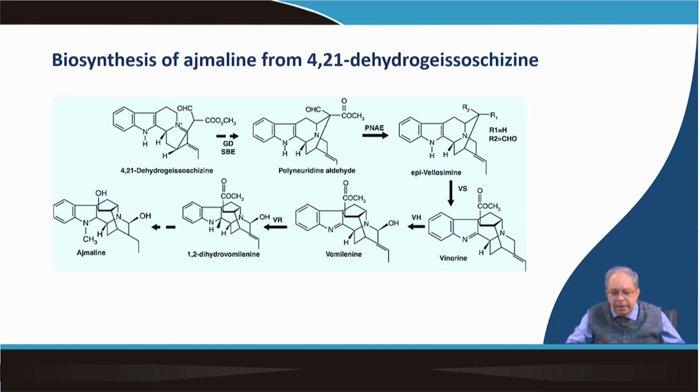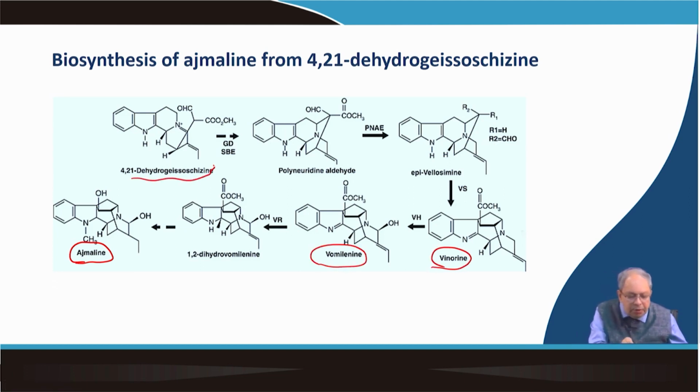Okay. This is the biosynthesis of ajmaline, which I also covered in one of the early classes. Ajmaline is the final product that you find in Rauwolfia serpentina, which is formed from vinorine, vomilenine, and ultimately it starts from 4,21-dehydrogeissoschizine, and ultimately it forms ajmaline through the formation of vinorine and other intermediate alkaloids. This I also covered. So, do not get daunted by the structures, it is just to show you how complex the molecules are.